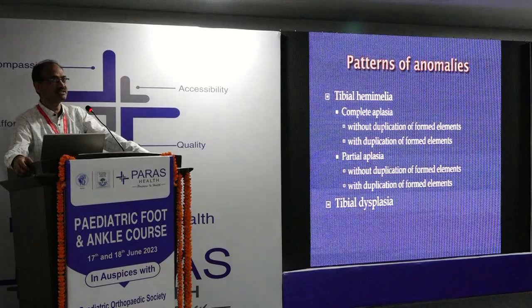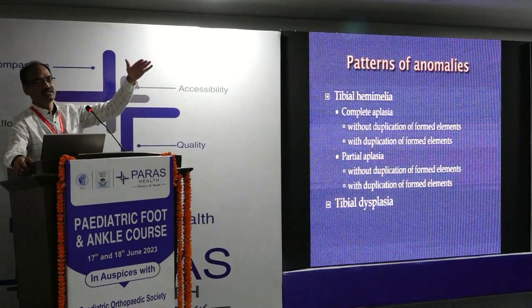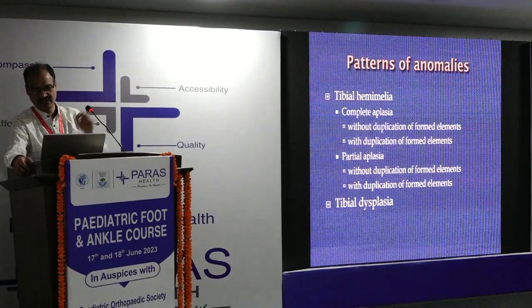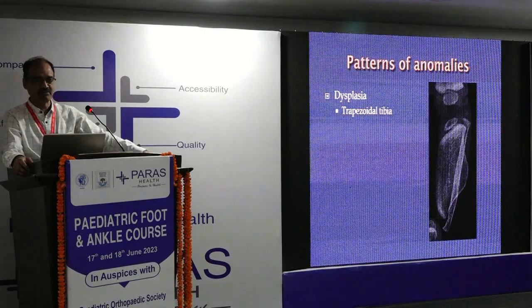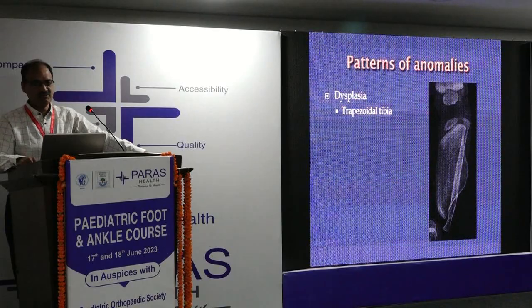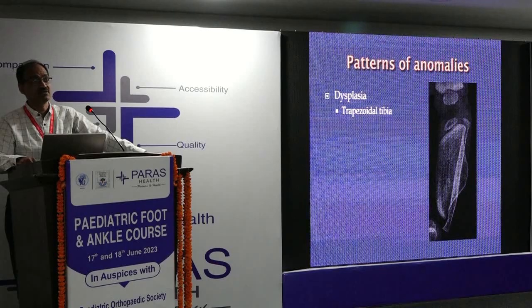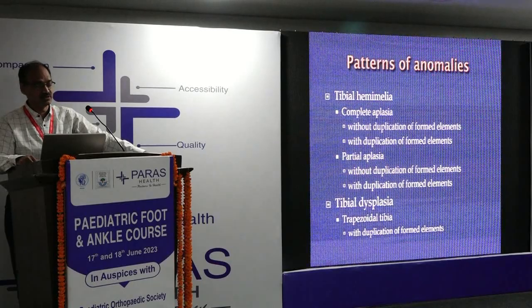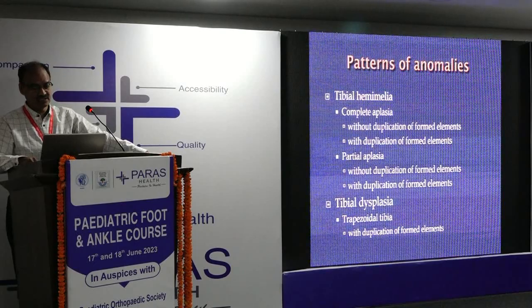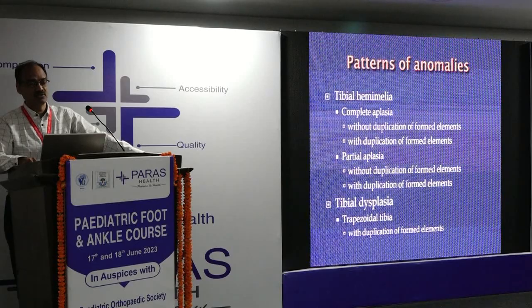Or it will be with tibial dysplasia, where the tibia is dysplastic in shape. So first: complete, incomplete or dysplastic, then without duplication or with duplication. We'll see an example like this, a dysplastic tibia. The tibia is trapezoid in shape, and along with the trapezoid tibia there would be duplication of the talus and the foot elements. It's very, very common. With the trapezoid tibia, the duplication will be pre-axial, with duplication of the talus, and the fibular dimelia will be associated with duplication of the calcaneum.